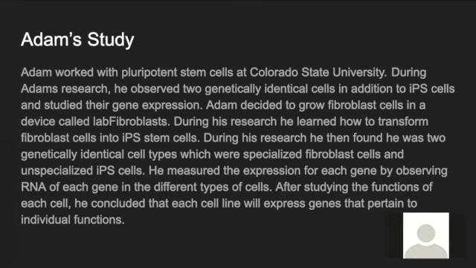He measured the expression for each gene by observing the abundance of RNA in each gene and the different types of cells. After studying the functions of each cell, he concluded that each cell line will express genes that pertain to individual functions of the cell, of the organism that it is needed to, like the proteins.